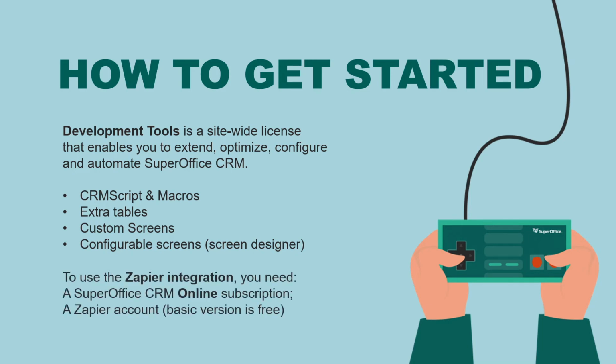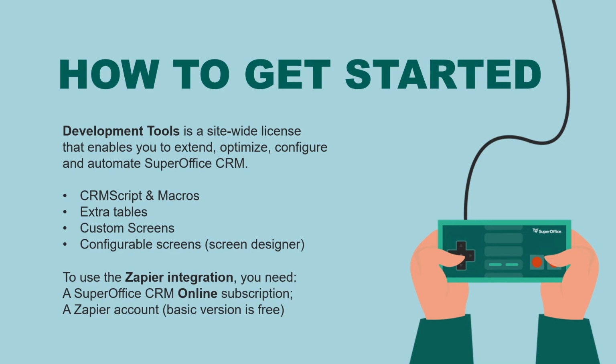To use the Zapier integration, you will need a SuperOffice CRM online subscription and a Zapier account. But note that Zapier has a free basic account, but some of the applications require a payable subscription for you to connect to, and there are limits to the number of users, steps, and actions you can use with the free account. But you may start off and try it for free. To use this integration, there is no need for a Developer Tools subscription, and you can find more info on our App Store, and you can also sign up directly on the Zapier site.